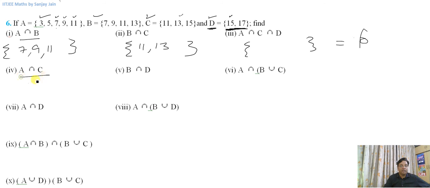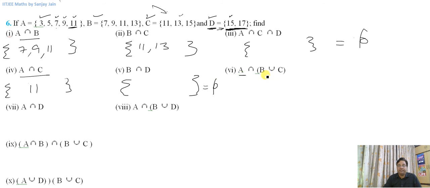Now A intersection C, common elements of set A and set C. Set C has got 11, 13 and 15, and set A has got 11 in common, so this will be my answer. B intersection D. Let me start with D because it has fewer elements, so it will be easier for me to start with D. 15 and 17. Now has B got 15 or 17? Nothing. So empty set, or you can write it as phi.